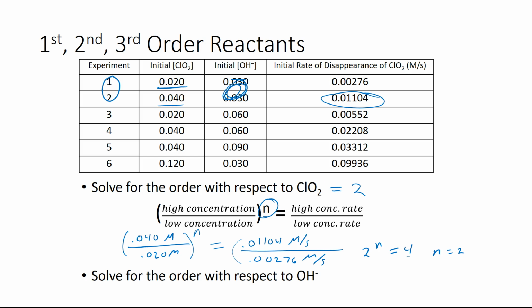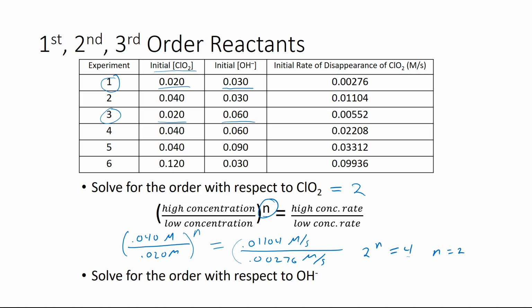All right. So now let's turn the tables and let's find the order with respect to hydroxide. So again, I want to find 2 experiments where only the hydroxide changes. Okay, so what I can do is I can pick 2 where my initial ClO2 is the same. So 0.020 and 0.020. So where my hydroxide is 0.030 and 0.060. So in this case, I can compare experiments 1 and 3.